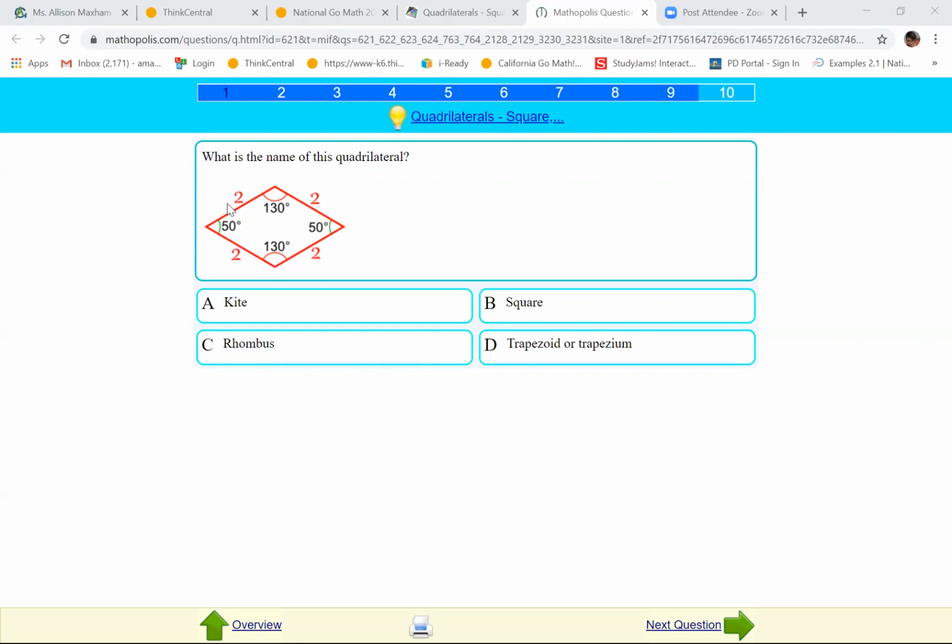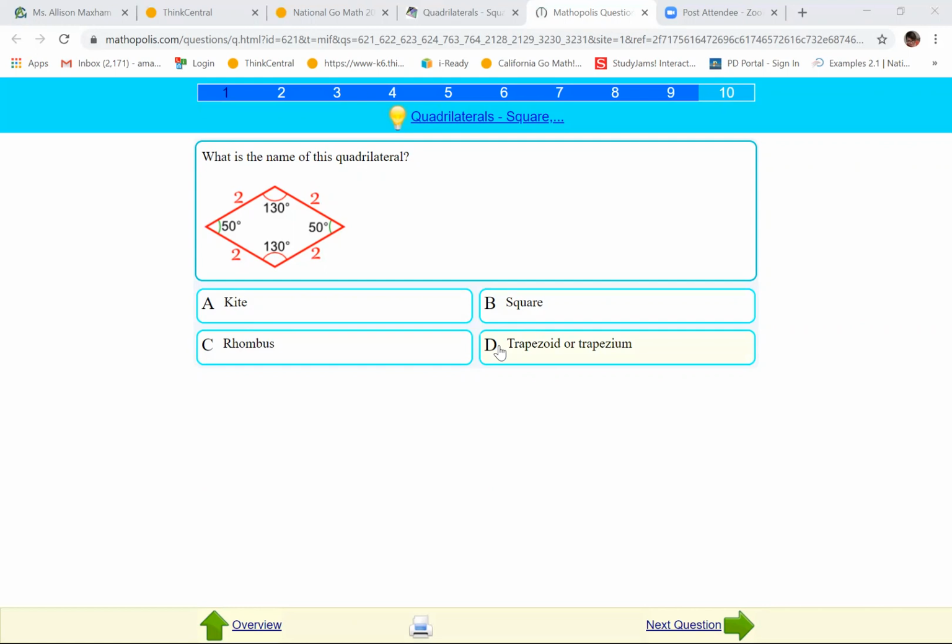So a square has all 4 of the same sides, but a square has right angles. This doesn't have right angles. Is it a kite? Well, it says a kite has adjacent sides that are the same. Hey, those are the same. And these are also the same. So it could be a kite. Square, nope. Rhombus, or trapezoid.